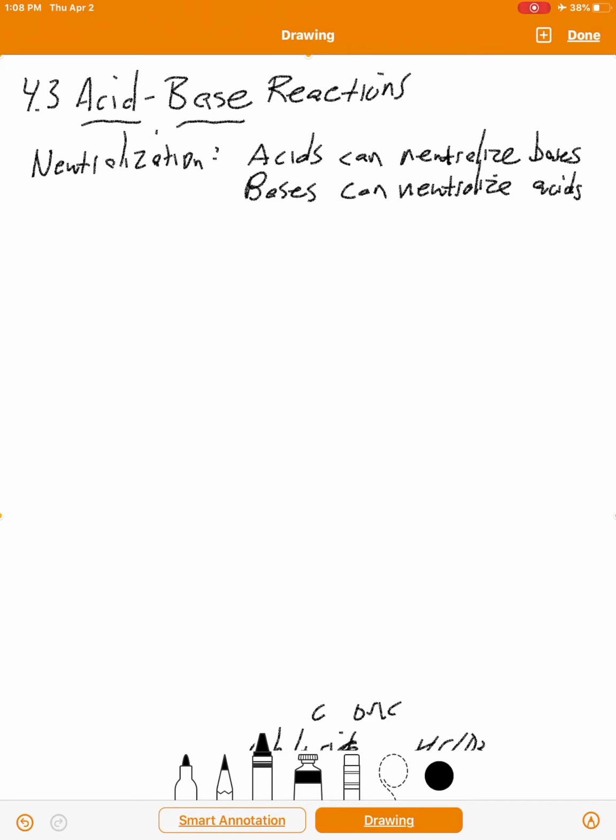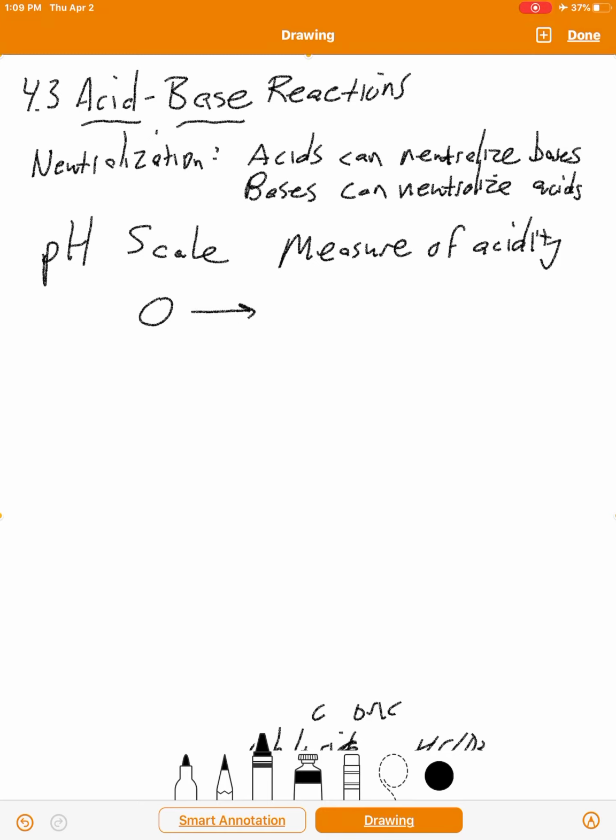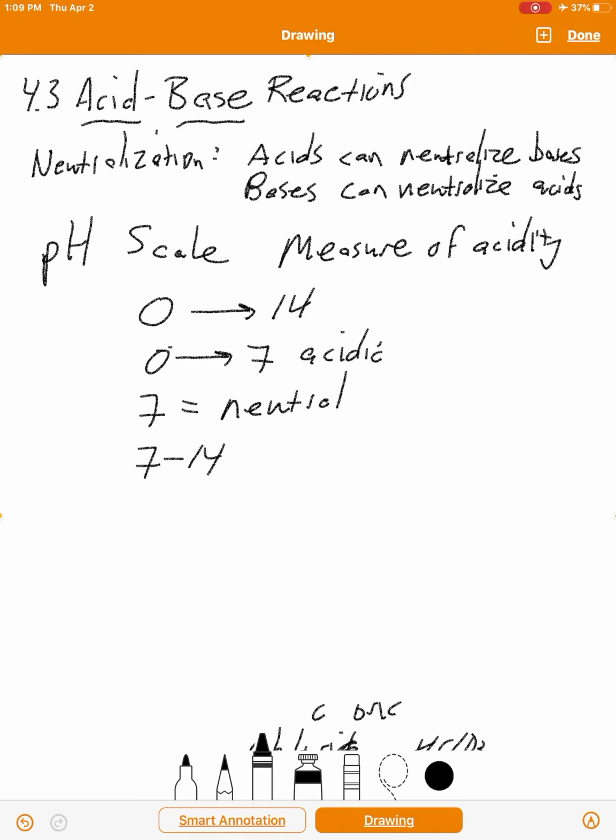You may be familiar with the pH scale. We actually don't talk about it in this course. It's in the next course. But the pH scale is a measure of acidity. How acidic is a solution? And the scale is typically written as 0 to 14. So 0 to 7 is considered an acidic solution. 7 is neutral. And then above 7, 7 to 14, is basic. It can actually go above 14, it can go below 0, but generally those are the scales.